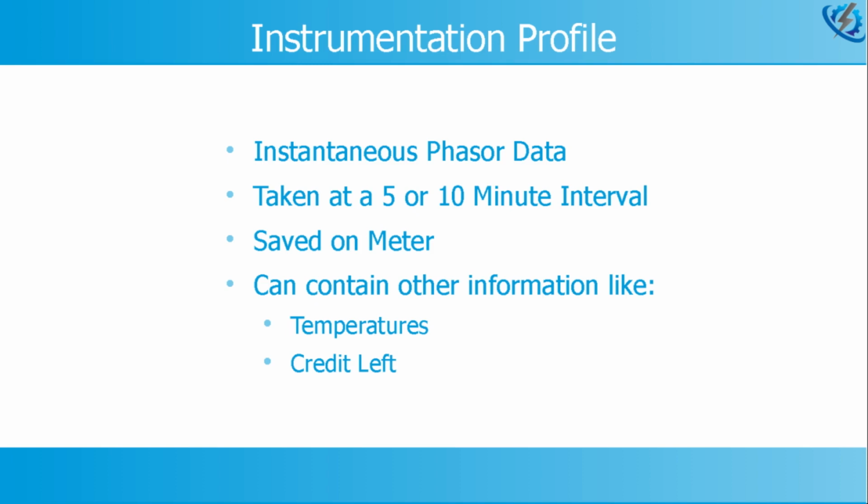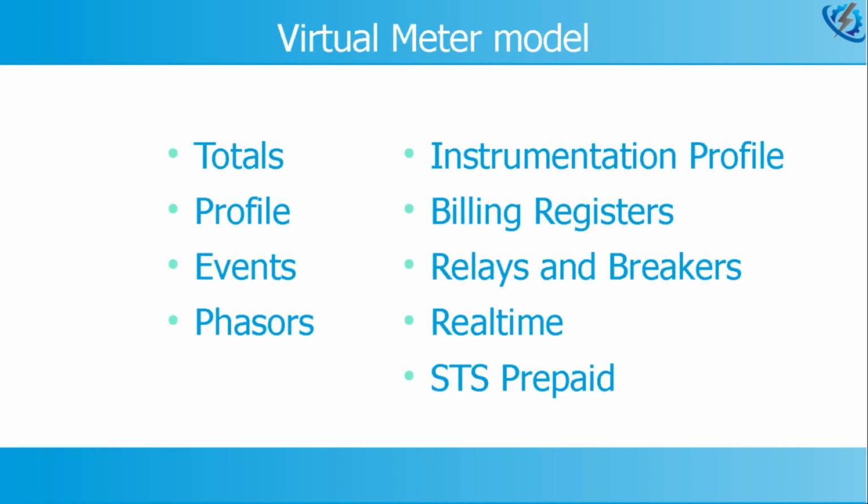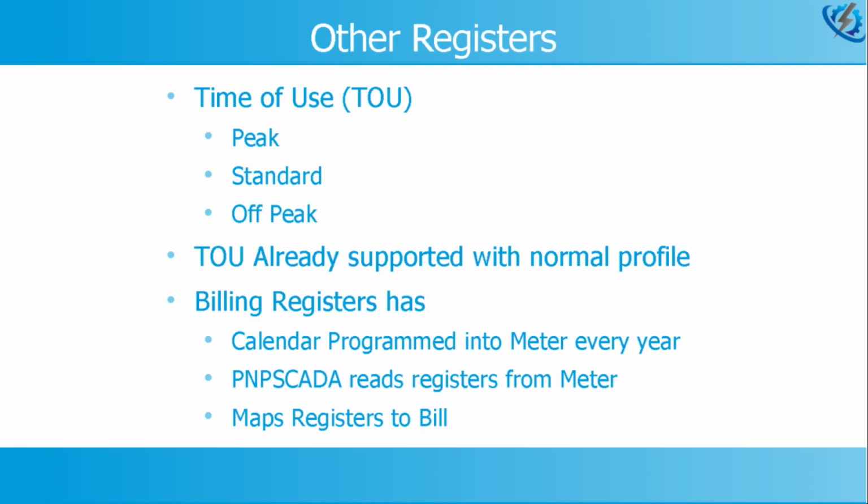Instrumentation profile, however, can be more than just the voltages, currents, and power factor. Sometimes temperatures, or for prepaid, credit left might also be saved. Next we have billing registers. This is an extension of the 6 totals that can be read.